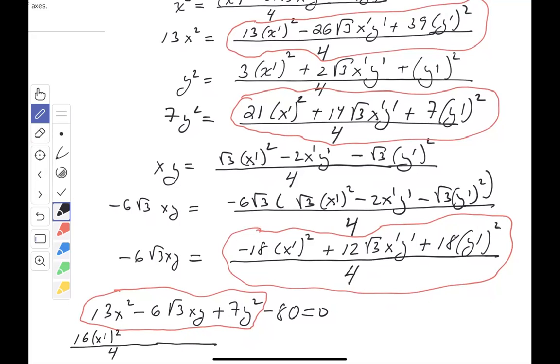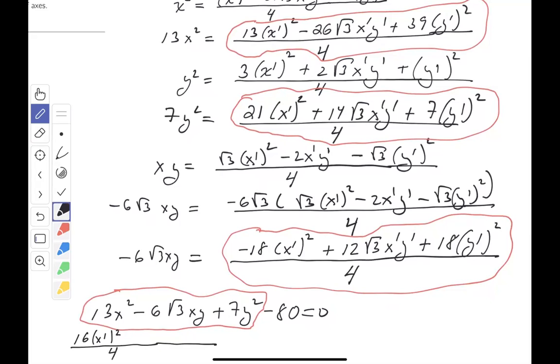All right, I'm going to go to the x prime, y prime now. You have minus 26 root 3 plus 14 root 3 plus 12 root 3. Well, if you add that together, what'd you get? 12 root 3 plus 14 root 3 is 26 root 3s, and 26 root 3s minus 26 root 3s is none. This is good news. They disappeared.